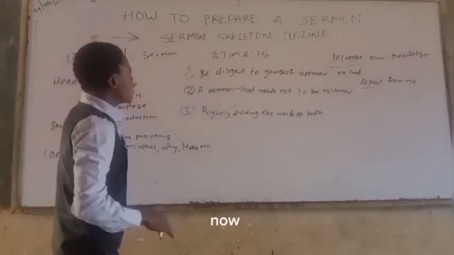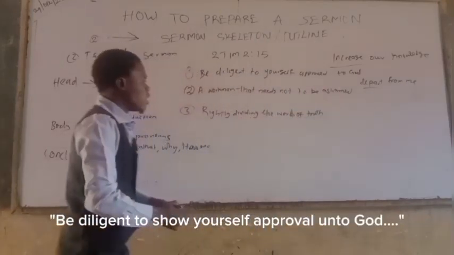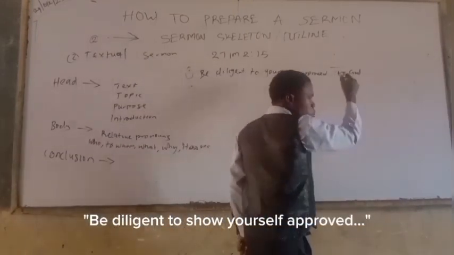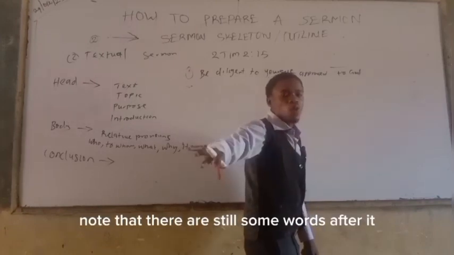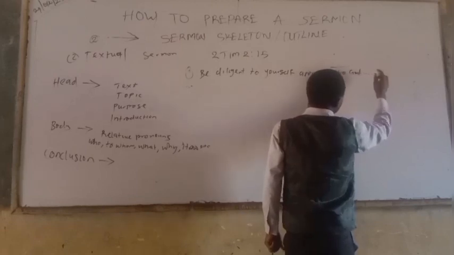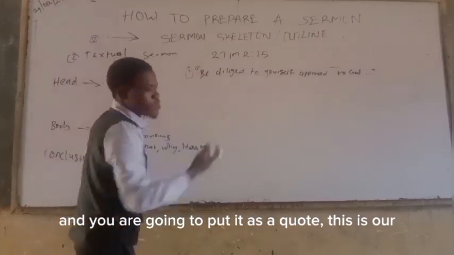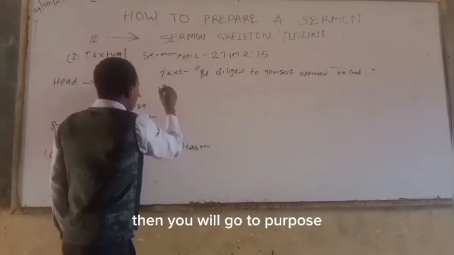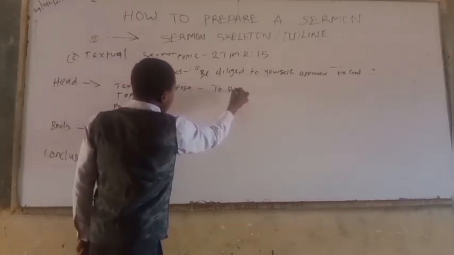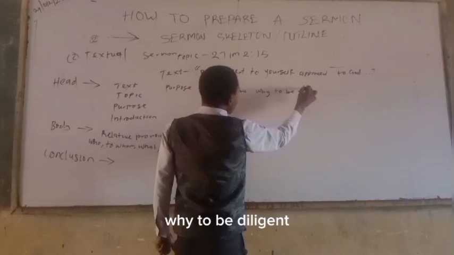Now, how do you start? Let's pick one. Let's say we pick the diligence to show yourself approved unto God. Let's now drop the rest. Now the topic we pick is "be diligent to show yourself approved." And so, note that there are still some words after it. That's why you are going to include this, which indicates continuation, and you are going to put it as a quote. Then you will go to purpose, to show why to be diligent.